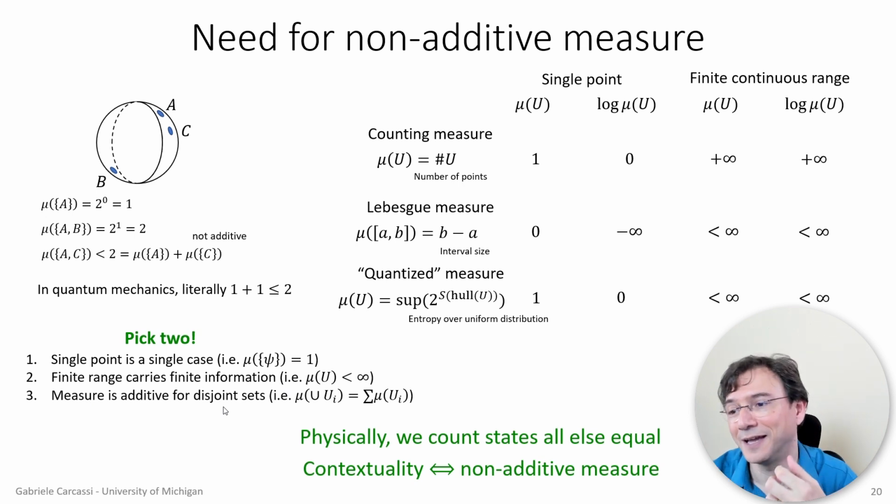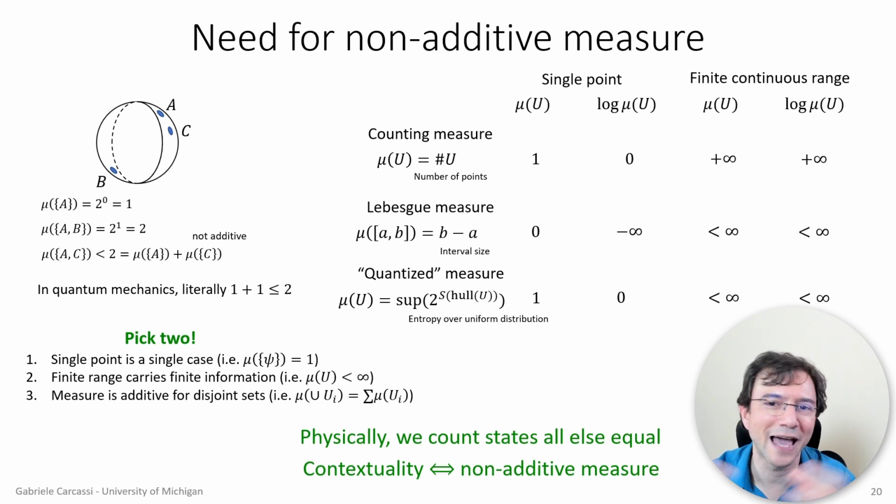If you have a set of states and another set of states, and there's no state that is together in both, then you would like the measure to just be the sum. And the problem is that these three things are not compatible with each other. So you always have to pick. You can only pick two, and you have to disregard the third.